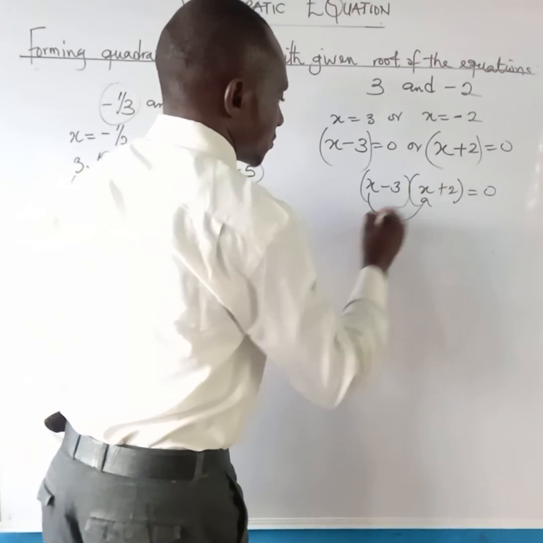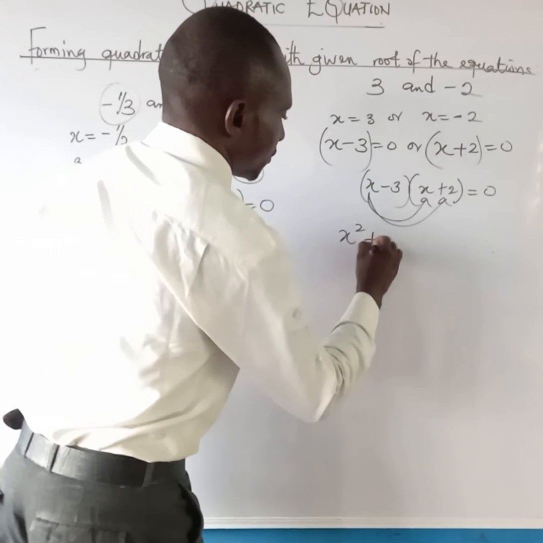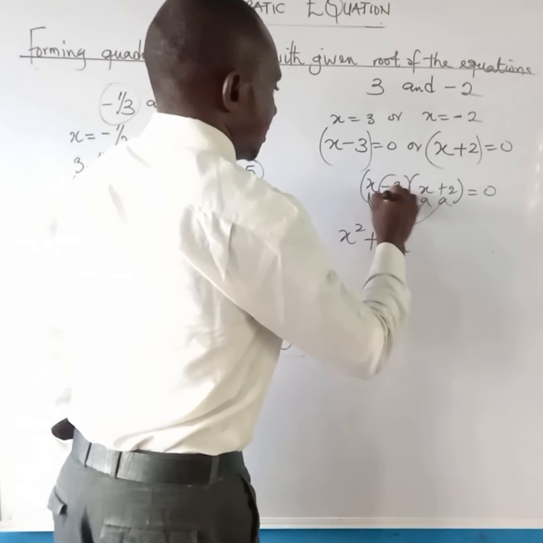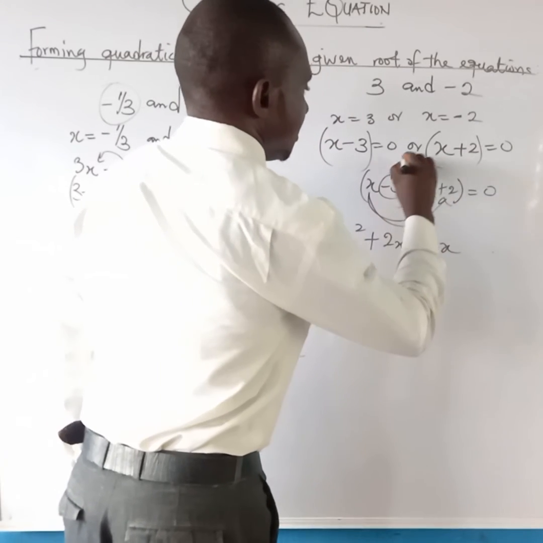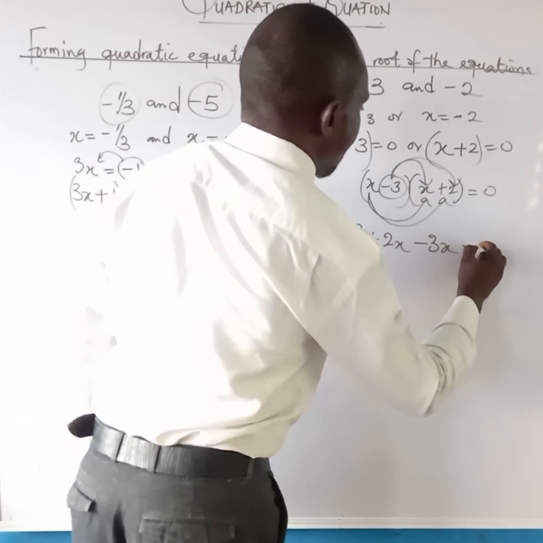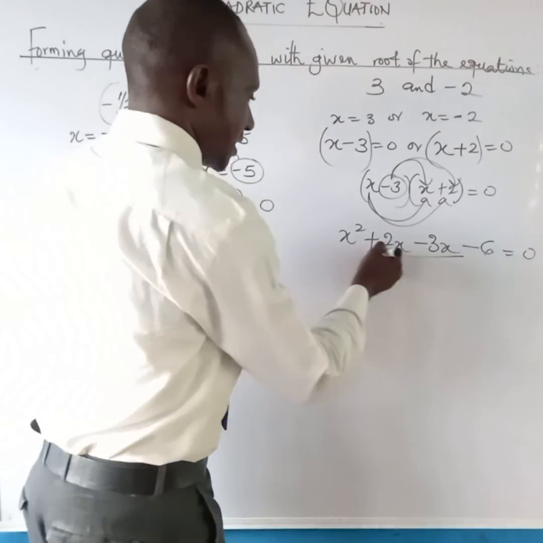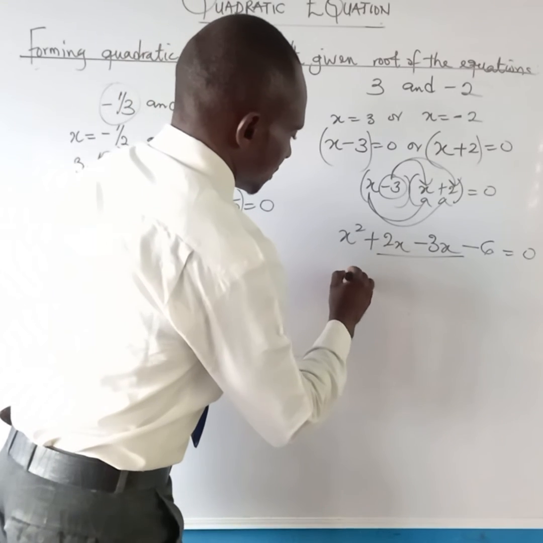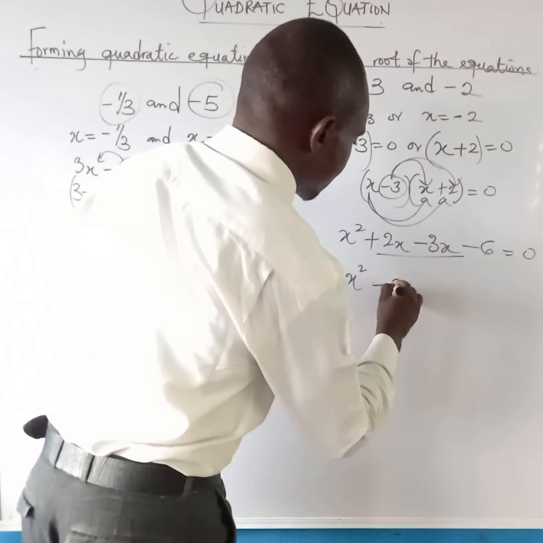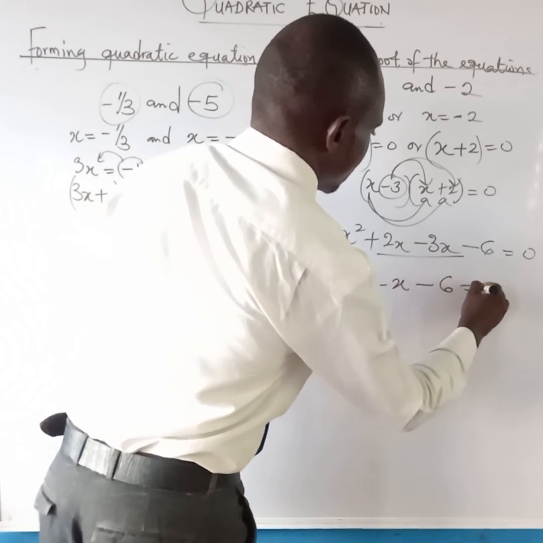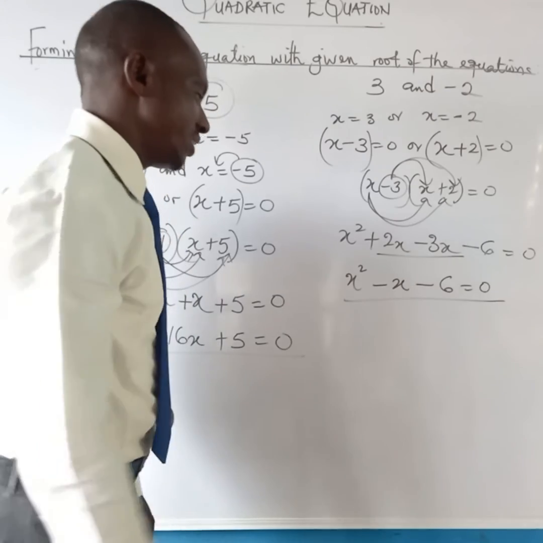Then this to this, we have x squared. This to this, we have plus 2x. This to this, we have minus 3x. Then this to this, we have minus 6 equals 0. Let's add this together. We have x squared plus 2x minus 3x, which is minus x, then minus 6 equals 0. This is the equation of the two roots given to us.